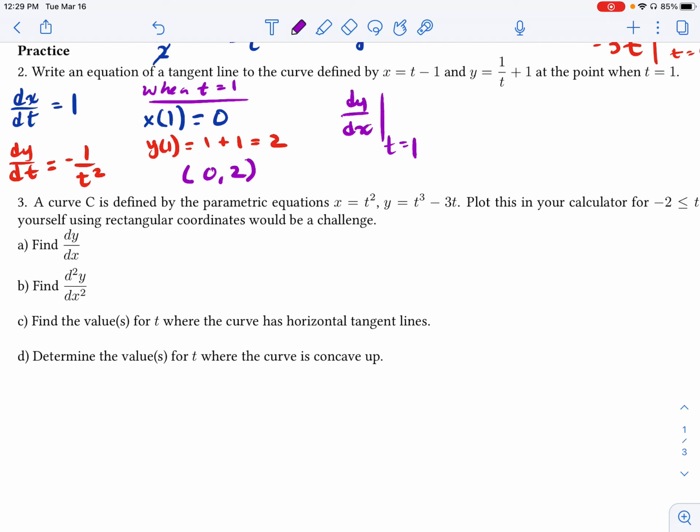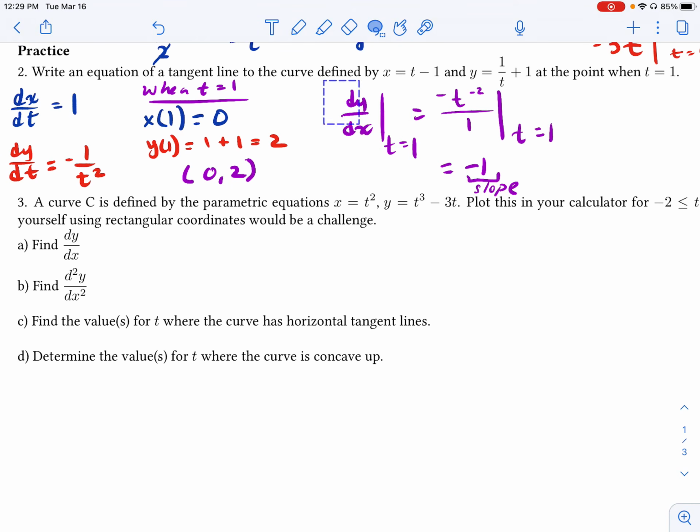So dy/dx is going to be dy/dt over dx/dt. So in other words, negative t to the negative 2, all of this over, well, dx/dt is just 1. So if I evaluate all of this at t equal to 1, this makes it pretty easy to calculate. So we plug 1 into our derivative, and we're just going to get negative 1. And this here is our slope.